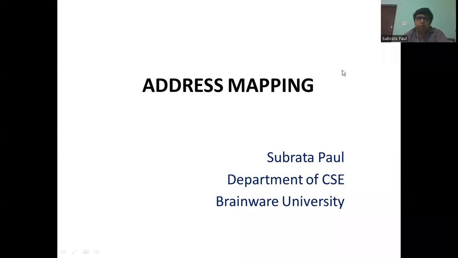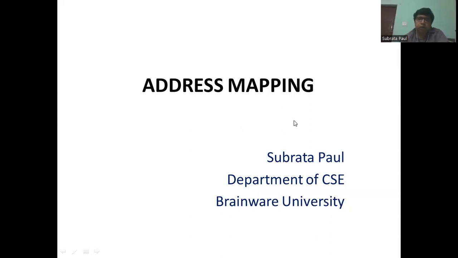Hello. We have already seen IPv4, IPv6, and the need for classful and classless addressing in the previous class. Now let us come to the topic of address mapping. Why do we need to map two different kinds of addresses? On one side we have the physical address, and on the other side we have the logical or IP address. Why do we need to map these two kinds of addresses?